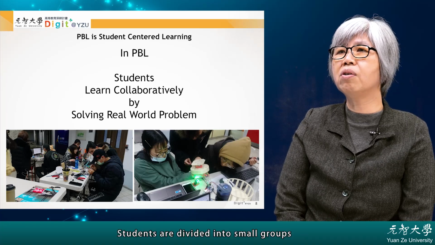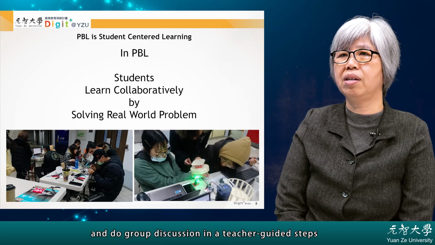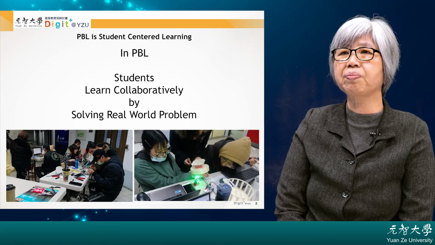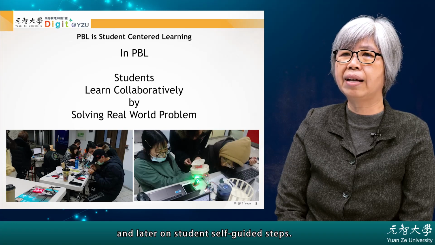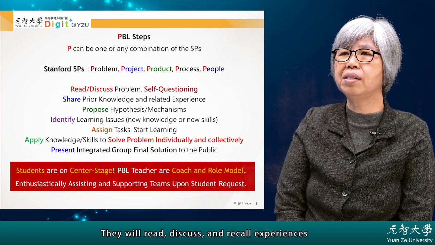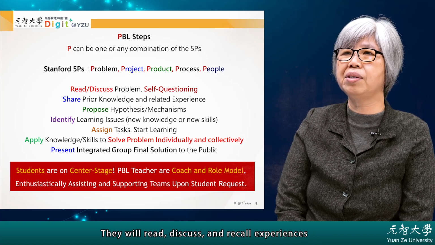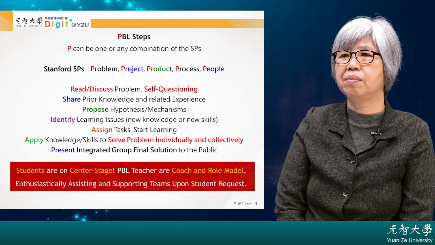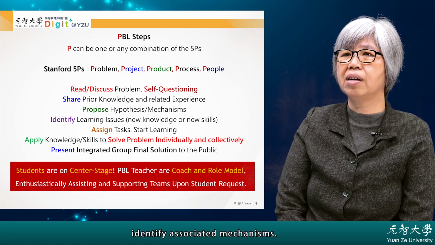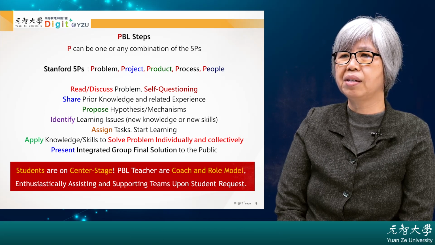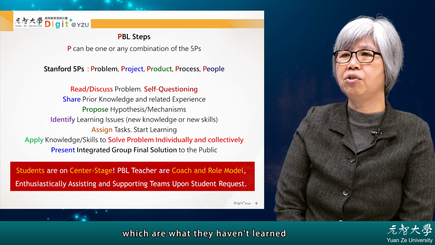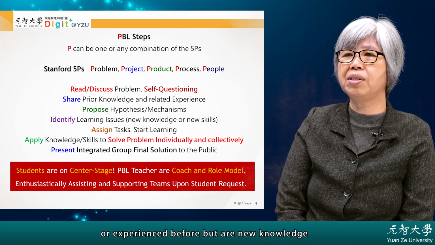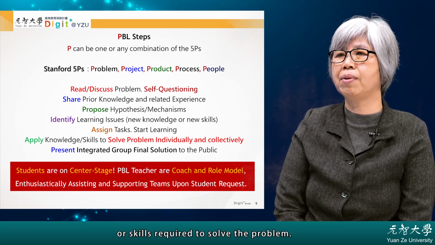Students are divided into small groups and do group discussion in teacher-guided steps, and later on, student self-guided steps. They will read, discuss, and recall experiences and knowledge learned before that are relevant to the problem, make necessary hypotheses, identify associated mechanisms. After that, they need to define new learning issues, which are what they haven't learned or experienced before, but are new knowledge or skills required to solve the problem.